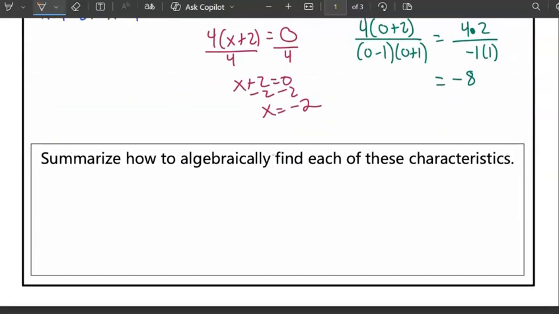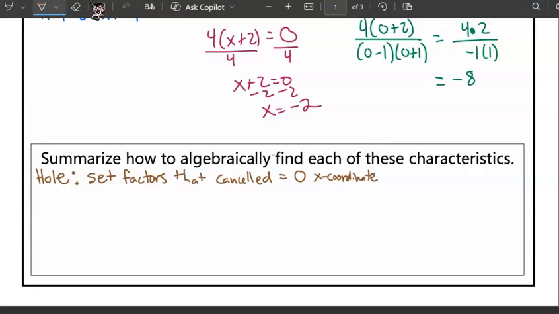Let's summarize how to algebraically find each of these characteristics. To find the hole, you want to factor if you haven't already. And then the factors that cancel, you're going to set that equal to 0 to solve for the x coordinate. Plug the answer in to the simplified expression to find the y-coordinate.